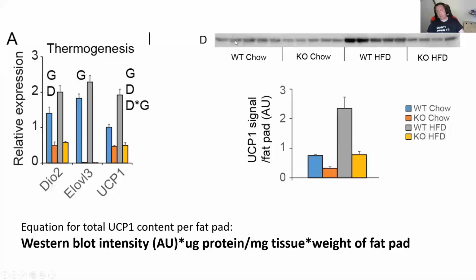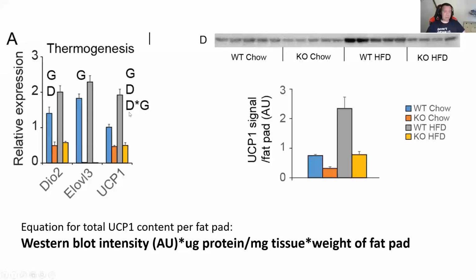So you get the band intensity, and then you multiply it by the micrograms of protein you extracted per mg of tissue. So when you do your tissue extraction for your protein extraction, you need to weigh the amount of tissue you're extracting from, and then you need to know the volume of the buffer, and then you can calculate how many micrograms of protein per mg of tissue you had. So you multiply your arbitrary Western blot intensity by the micrograms of protein per mg of tissue, and then you need to know the weight of your brown adipose tissue fat pad that you extracted your protein from, and then you simply multiply by the weight of the fat pad in milligrams. And that is how you get your total UCP1 signal per fat pad.